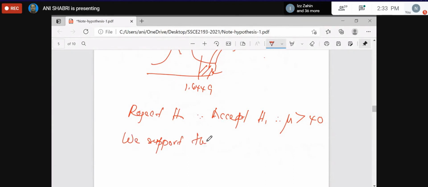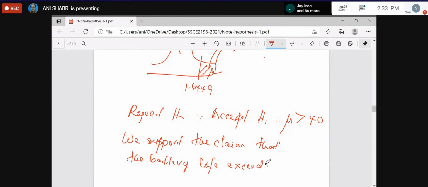We support the claim that the battery life exceeds 40 hours. Okay, I think it is okay. I hope you understand this one.